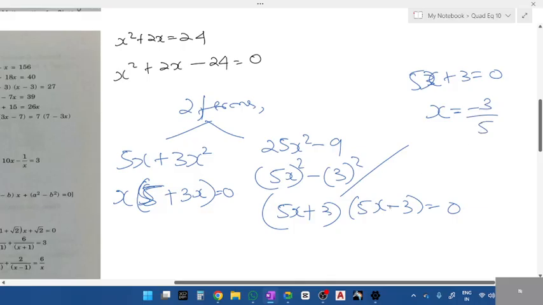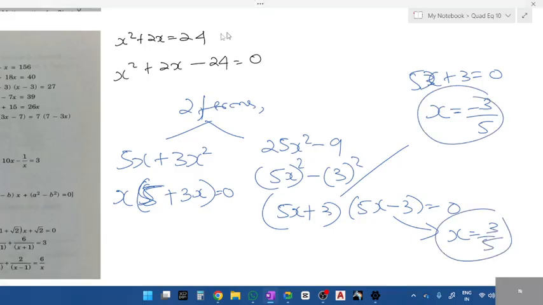x = −3/5. And here what do we get, students? If you equate it to 0, very good, 3/5. Can you see we have two equations? Right? Okay, so two terms.